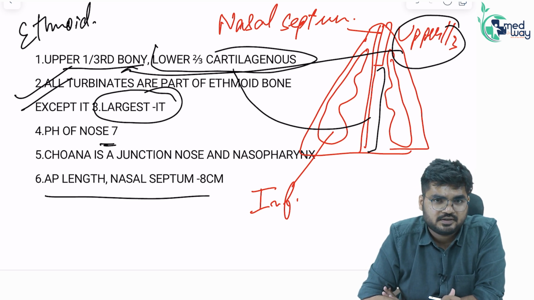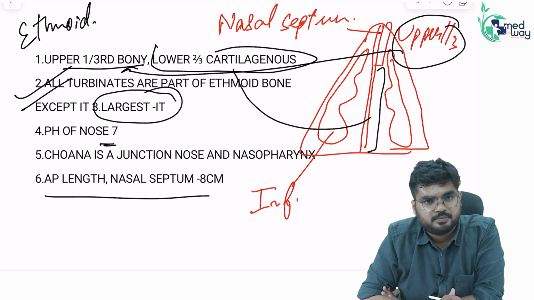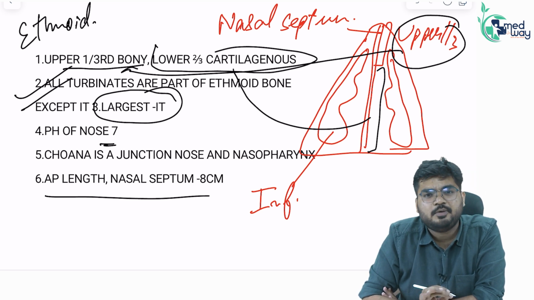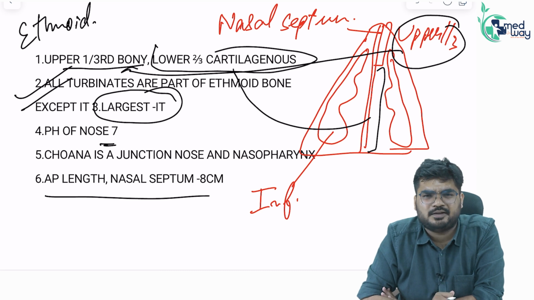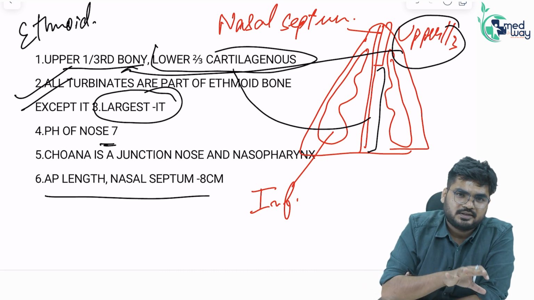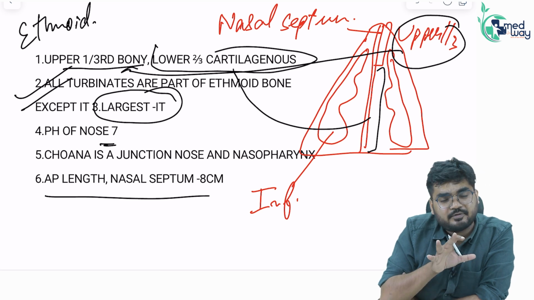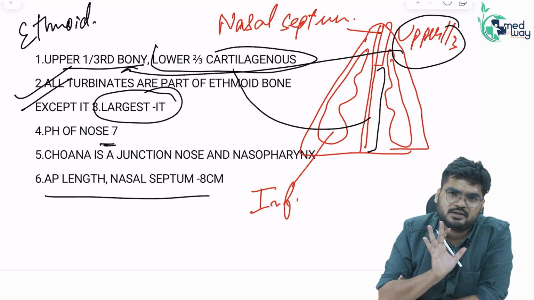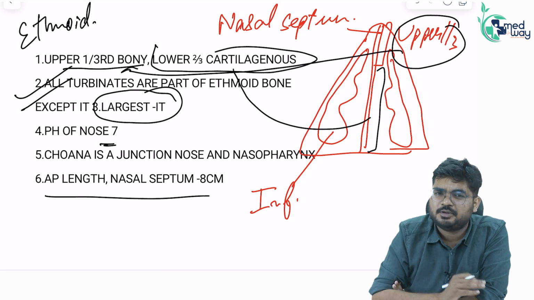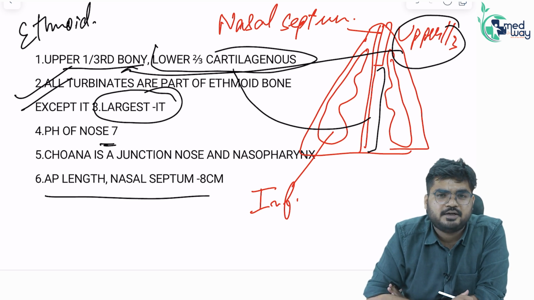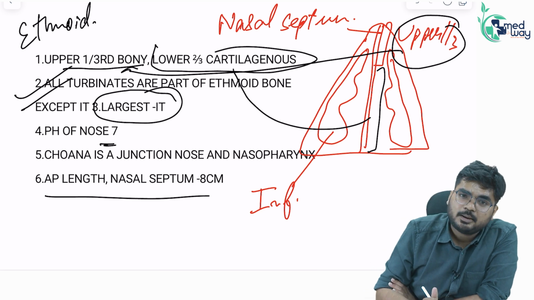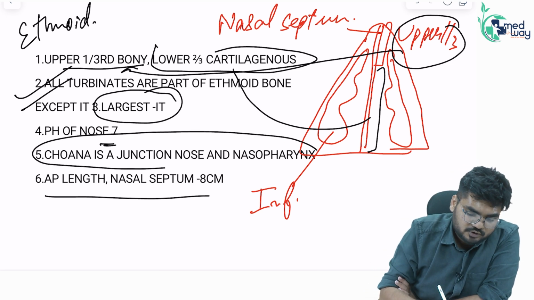Fine, sir. The range varies from 7 to 8 centimeters, but okay sir, can we omit this point? Is it that necessary? No, it's perfectly fine if you do not know the anterior-posterior length of the nasal septum, because it is not commonly asked right now. Talking about a very important topic that is called choana.